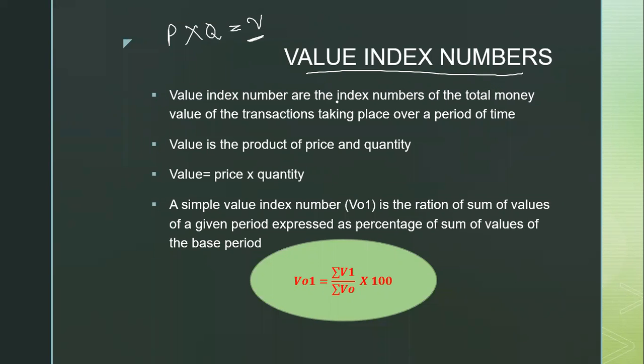It is an index number of the total money value of the transactions taking place over a period of time. It is nothing but the total value or the total expenditure of a particular product. It is not the per unit value, but a total money, a total value of a particular item.